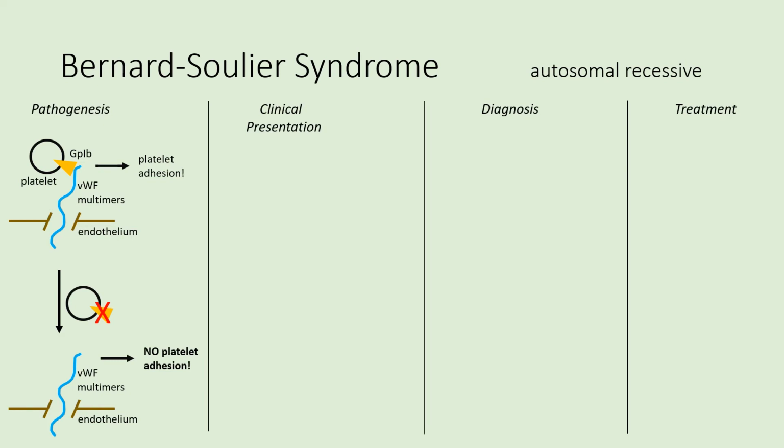So symptoms, as expected, include severe bleeding tendencies, easy bruising, etc. And diagnosis can be done through a ristocetin test. Ristocetin activates von Willebrand factor and can induce platelet adhesion, assuming everything else is functional in that pathway. But without GP1B, there will be no platelet adhesion, even in the presence of ristocetin, so the test will be abnormal.